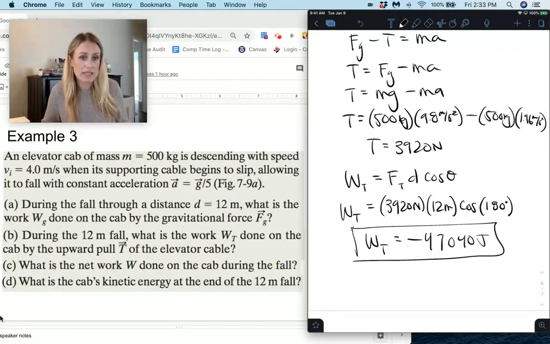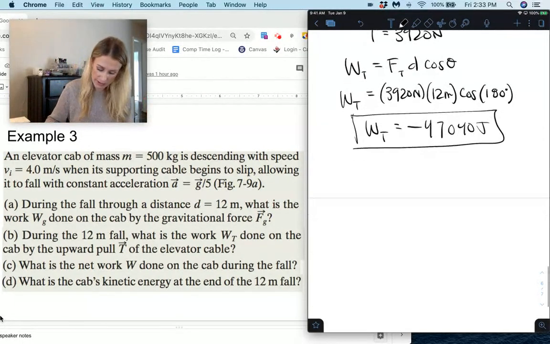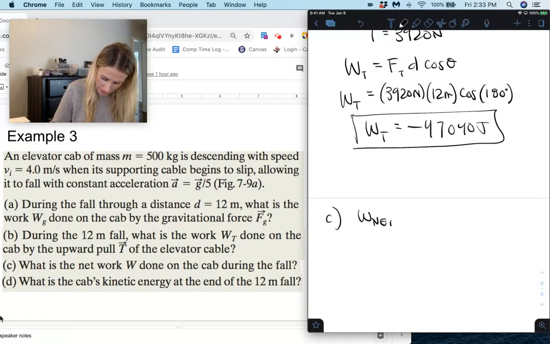And then part C, it says, what is the net work done on the cab during the fall? So the net work is just going to be the sum of both of those works that we just found together. So for part C, net work will be equal to the work done by the force of gravity plus the work done by the tension force.